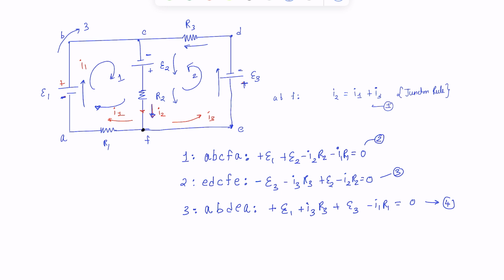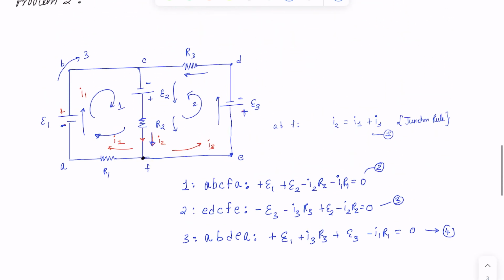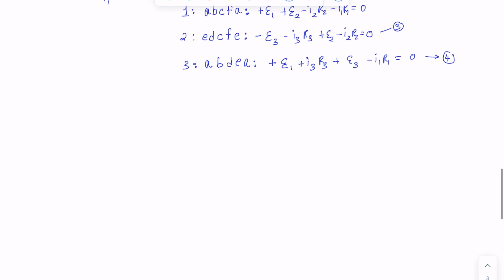Now remember, I have used this as a very general problem, but epsilon 1, epsilon 2, epsilon 3, R1, R2, R3, they are given to you. Because they are given to you, the unknowns here are only I1, I2 and I3. So you can figure out those currents. I'm not gonna solve everything, but I'm gonna tell you exactly how to solve these things. So we have got 4 equations here.